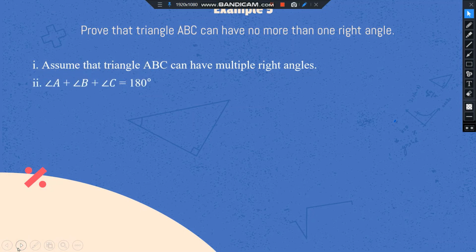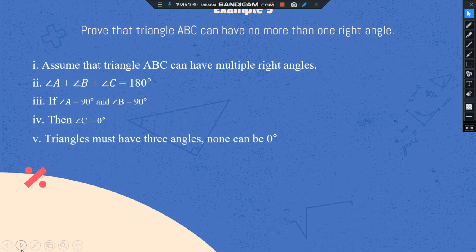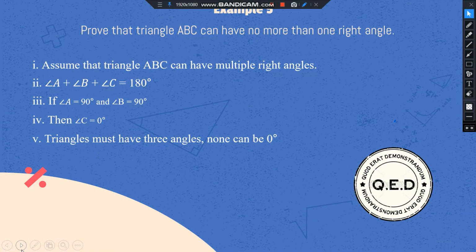So angle A plus angle B plus angle C equals 180 degrees. As we know, the sum of interior angles of a triangle is equal to 180 degrees. So if some angle A is equal to 90 degrees, and angle B is equal to 90 degrees, then angle C should be equal to 0 degrees. But triangles must have 3 angles, so none can be 0 degrees. Therefore, we have proven this statement, and so the triangle ABC cannot have more than one right angle.